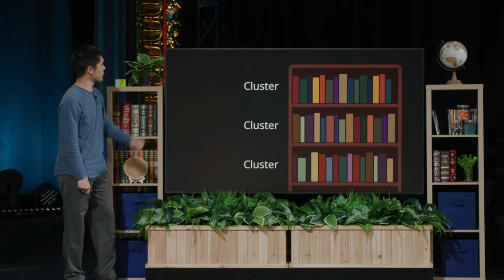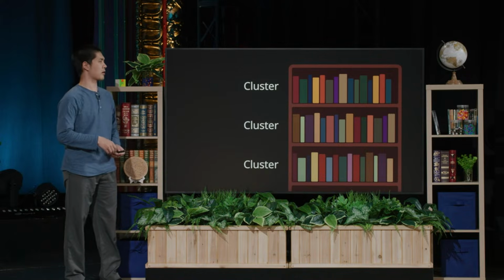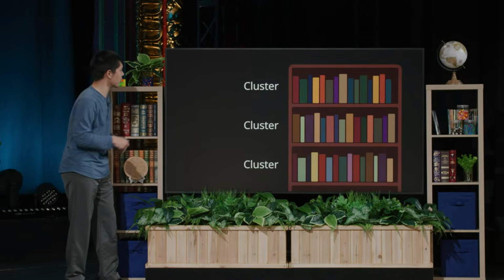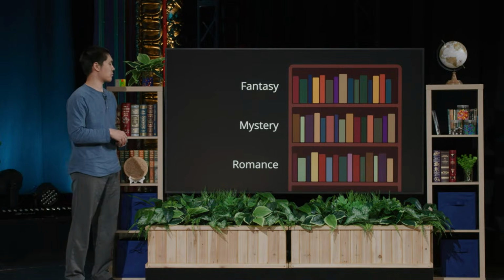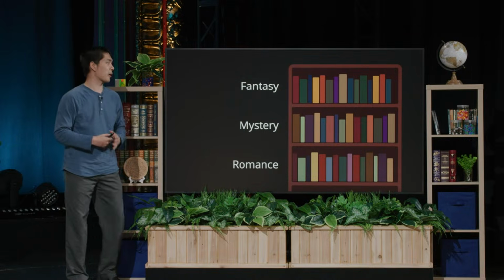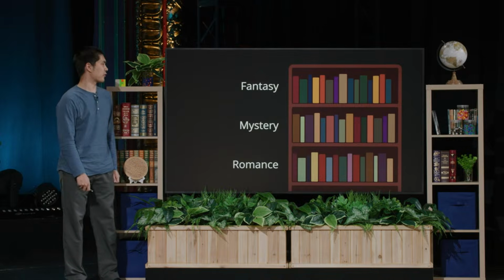So in this case, what we're trying to do is take our books and divide them up into individual clusters. And you might imagine, how would you organize books? There are different choices for how you could do that. Maybe I could organize books based on the genre, what kind of book it is, where fantasy books go on one shelf and mystery books on another and romance on a different shelf.